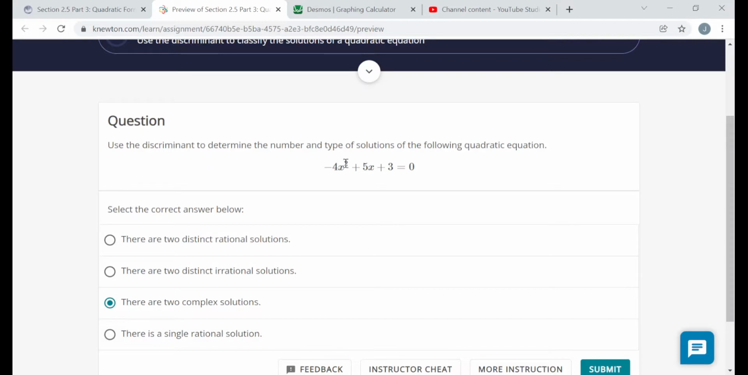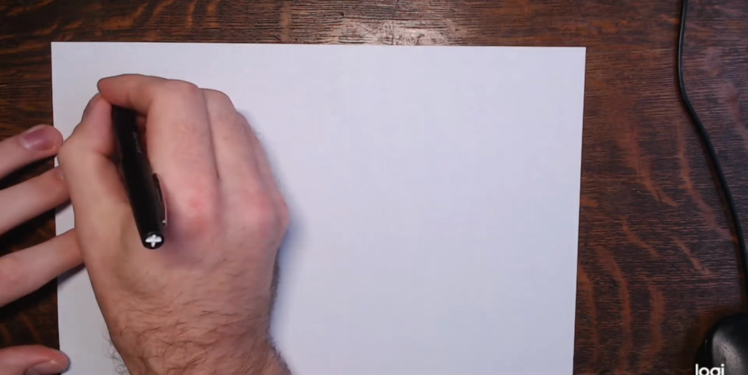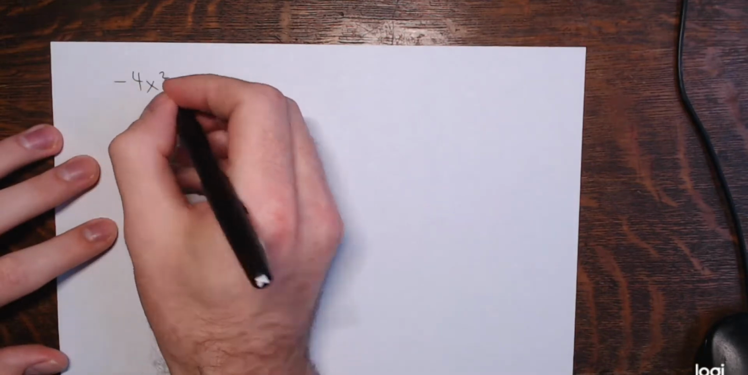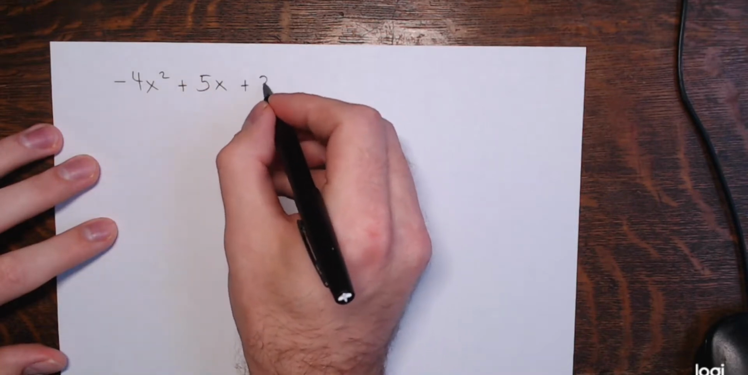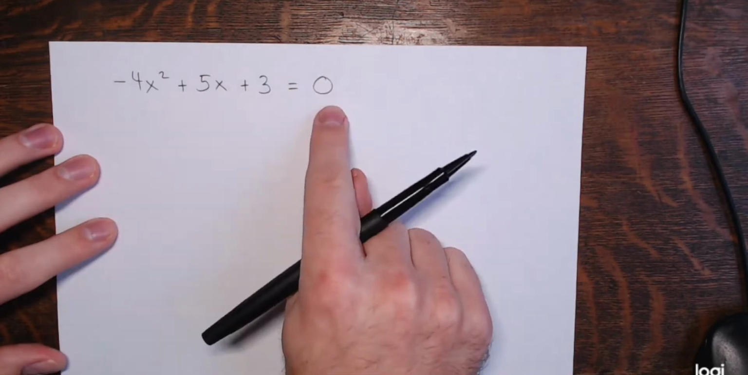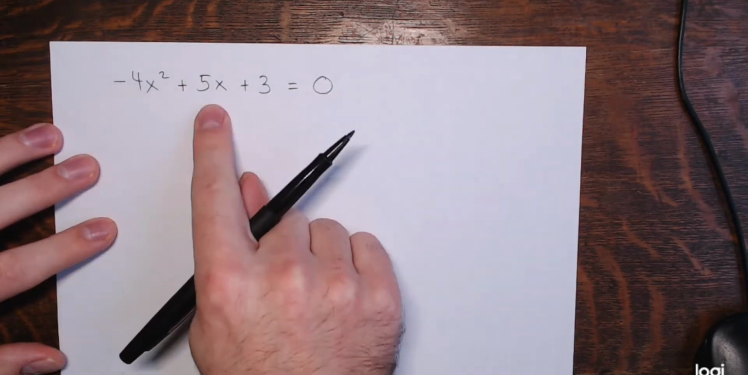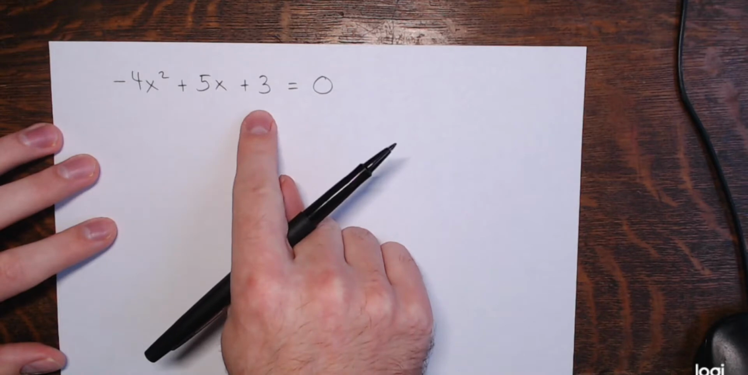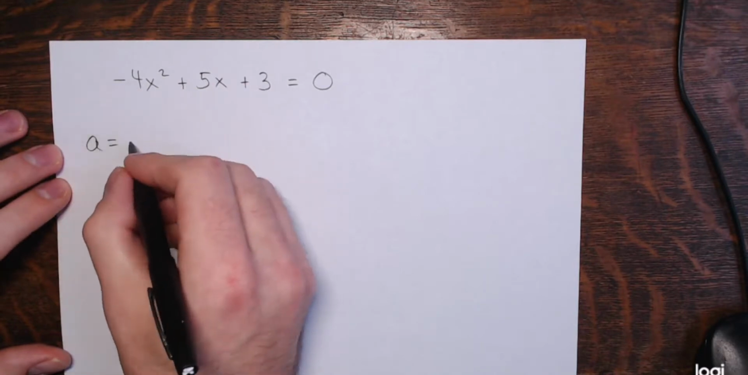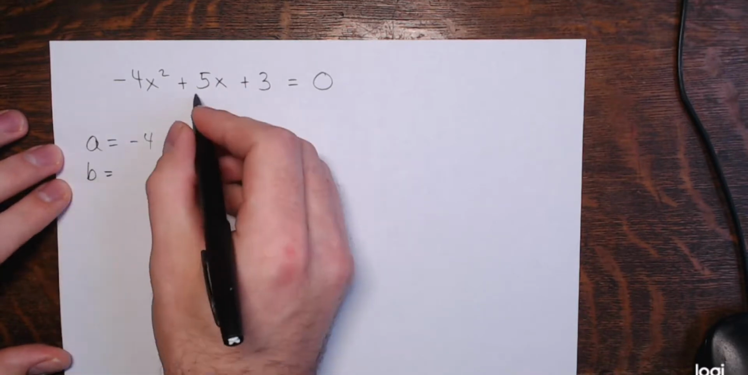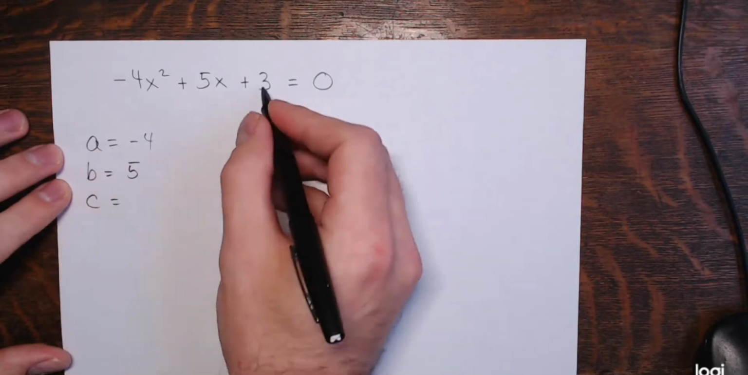All right, so let's write this equation out. Find the discriminant. Now it's got to be in that form, right? ax squared plus bx plus c equals 0. We have negative 4x squared plus 5x plus 3 equals 0, right? This is in that standard form. A is the quadratic coefficient, -4. B is the linear coefficient, +5. C is the constant, +3.